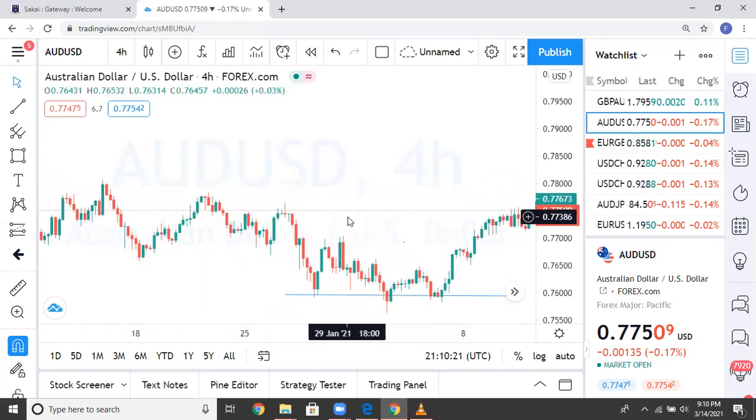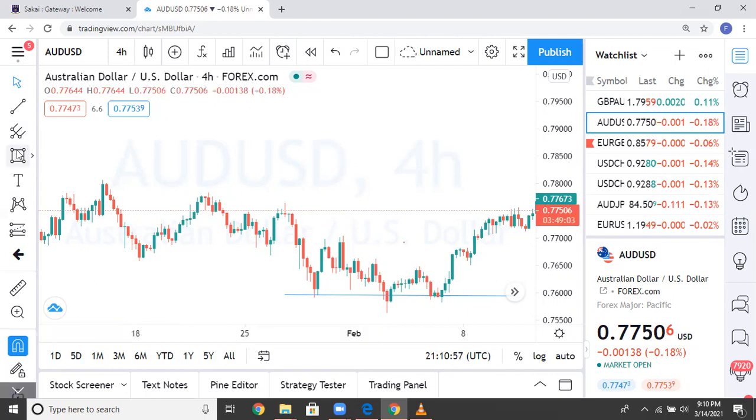I hope you have gotten the concept of the order block. Before we can continue with the strategy, there are a few things we need to know. One is fair value gap. The other one is order block. And the third one is engulfing.